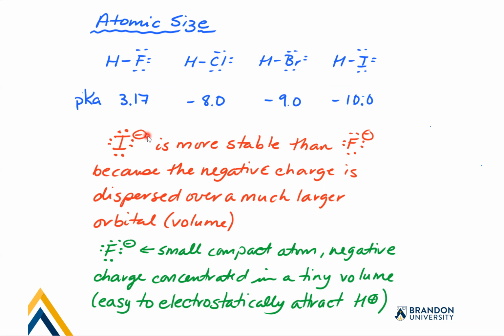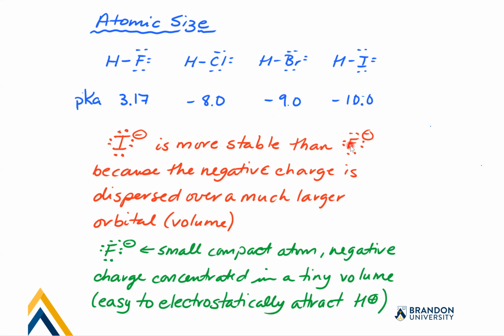Because it's in a much larger orbital, it's almost like in stealth mode, because that electron can sort of jump around in that orbital, and it's not so big. Whereas with fluoride, the orbital is smaller, so you've got a concentration of negative charge in a smaller area. So electrostatically, protons can basically just be attracted to it because here's a really small volume with a negative charge in it. Negative goes to positive, right? So there's more of an electrostatic attraction.